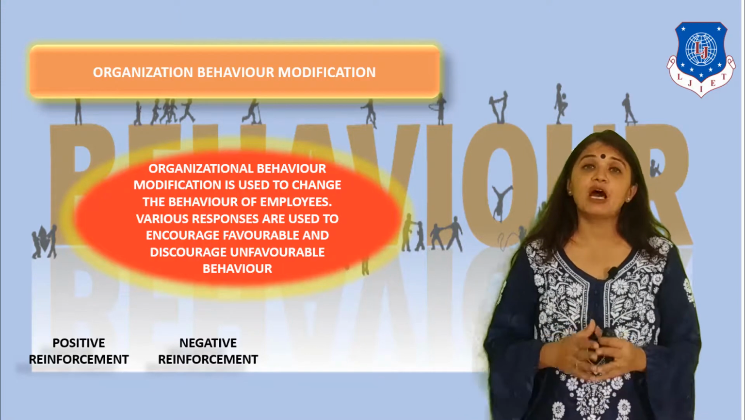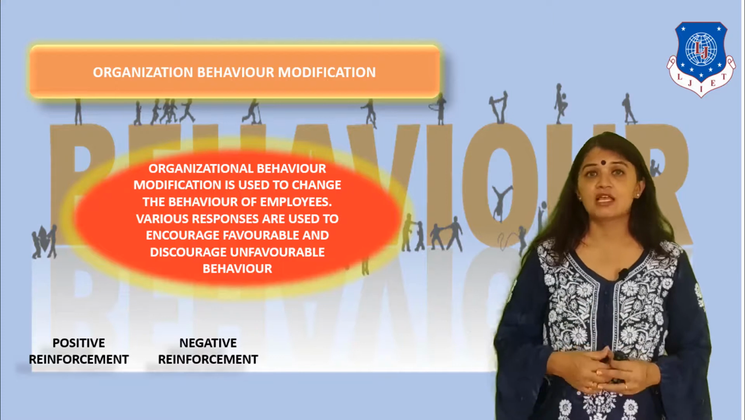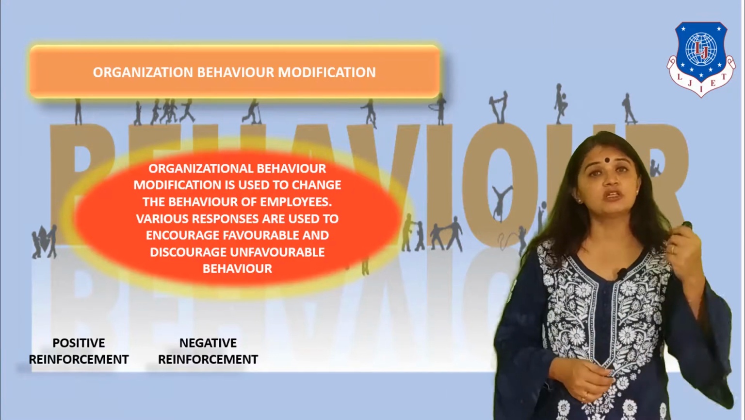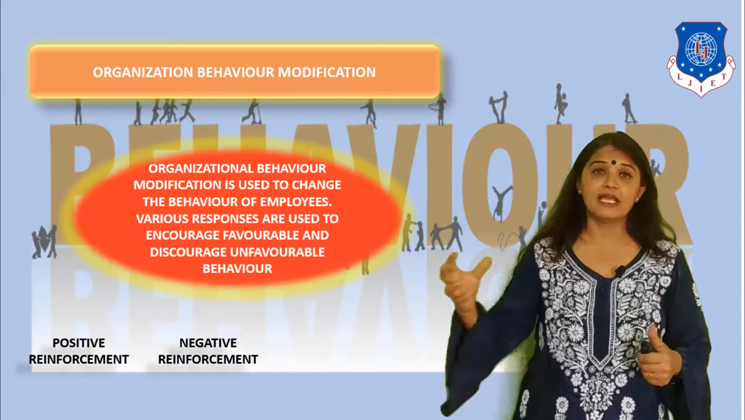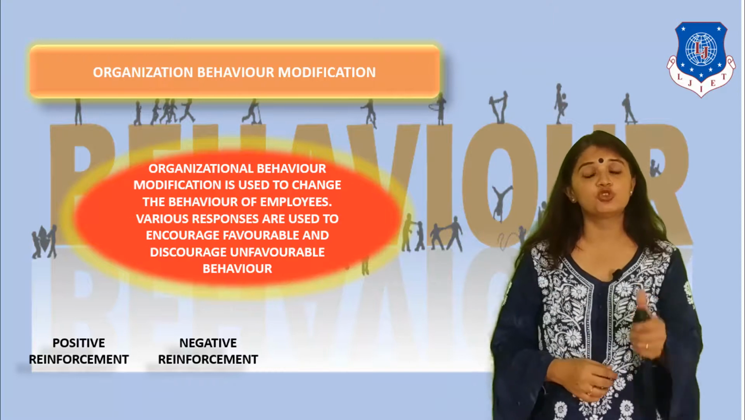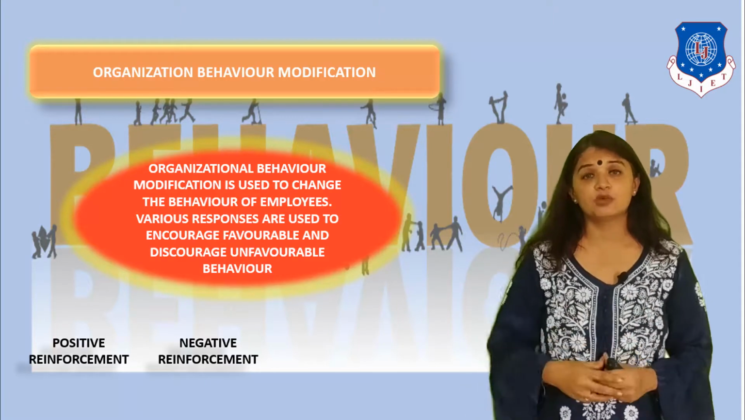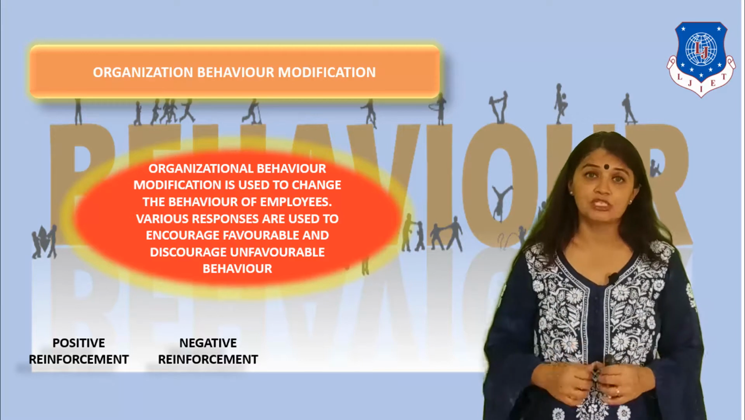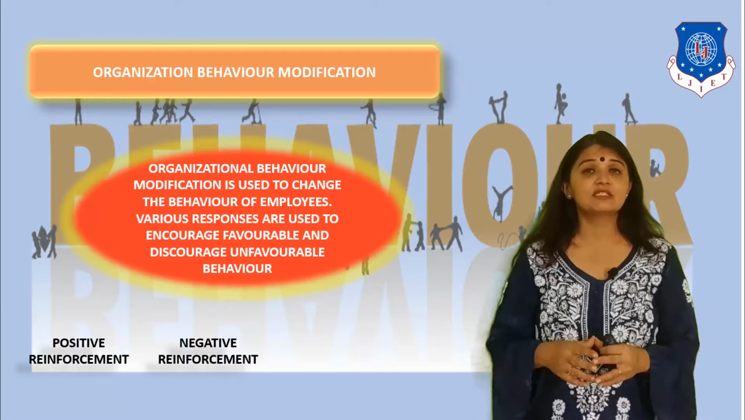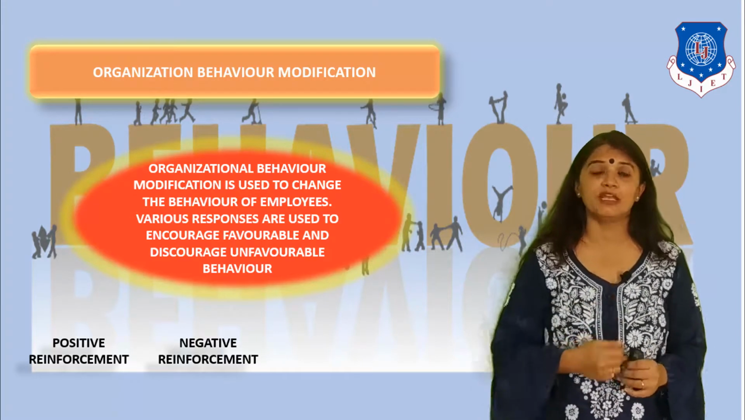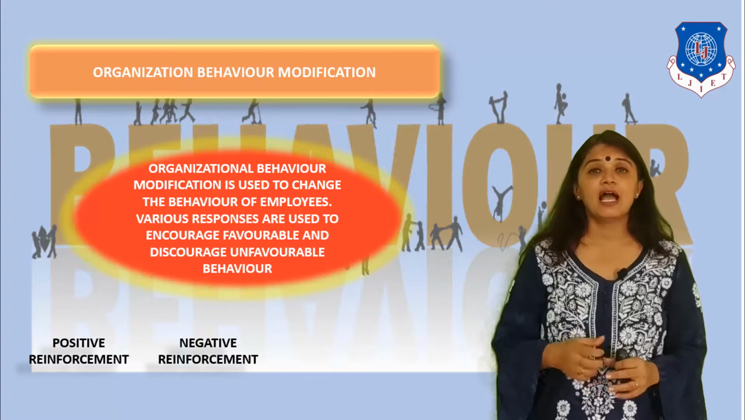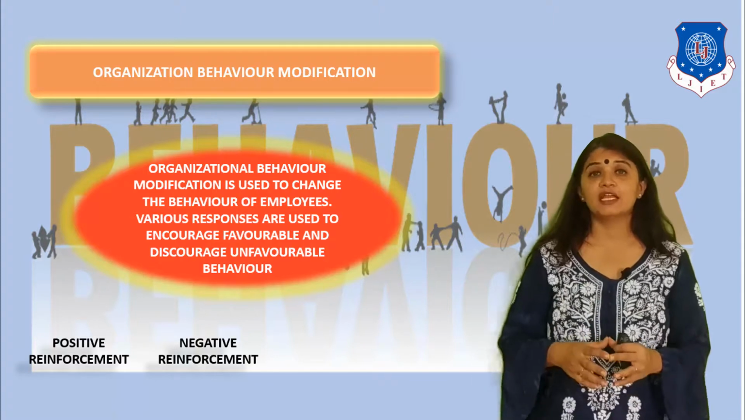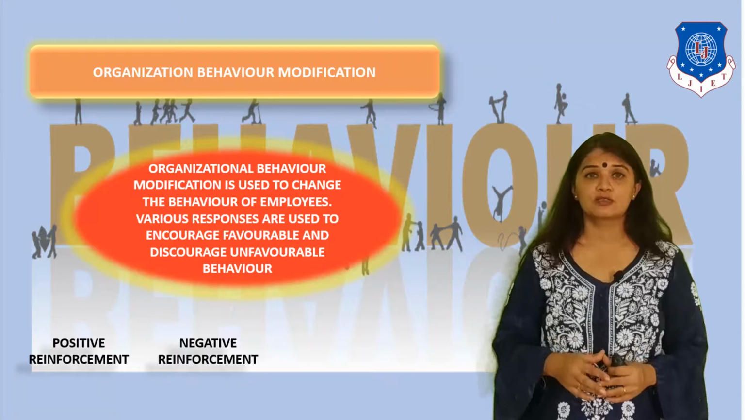So these people are given choices, and they are also told the consequences: if you choose 1, you will get X consequence, and if you choose 2, you will get Y consequence. Now it is based on your choice what you want to achieve. By doing this, the person will choose the behavior which will have a minimum negative effect. So this is how negative reinforcement works.